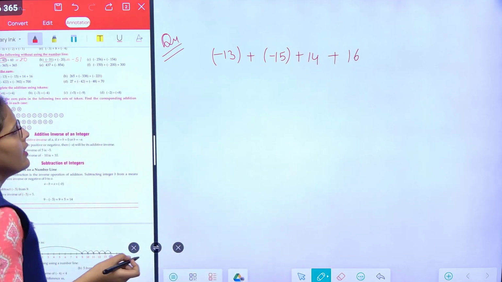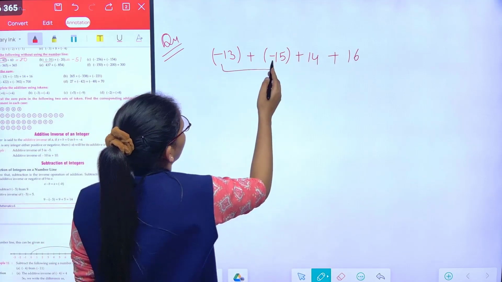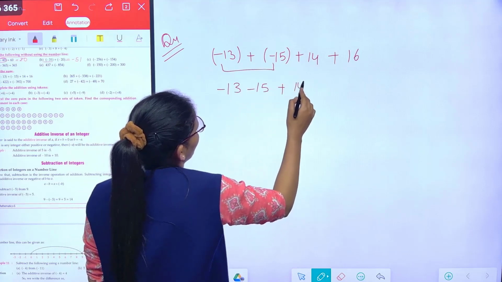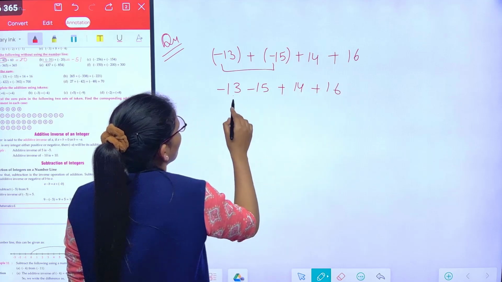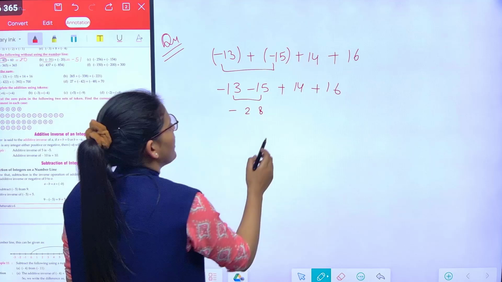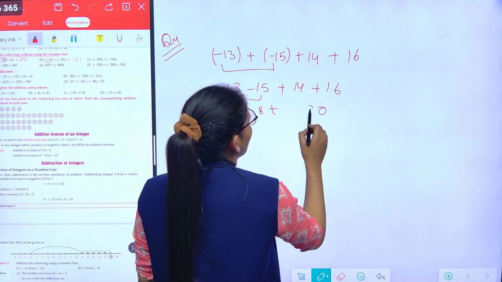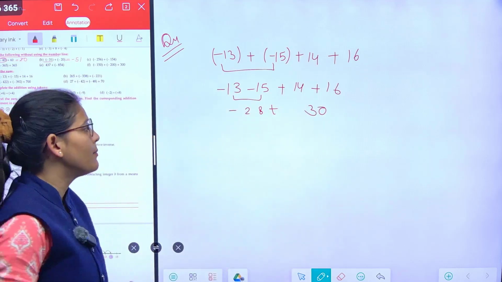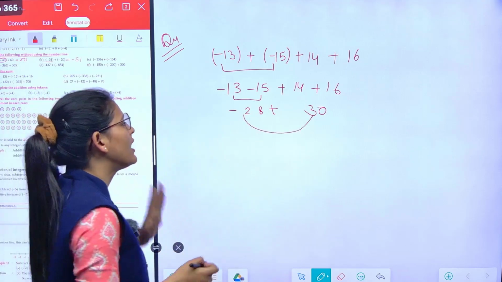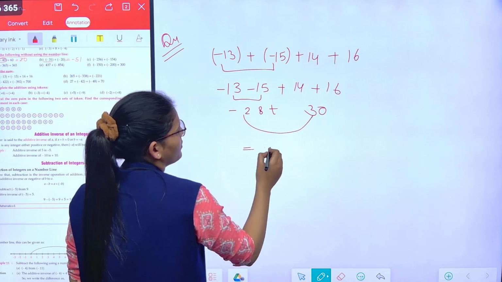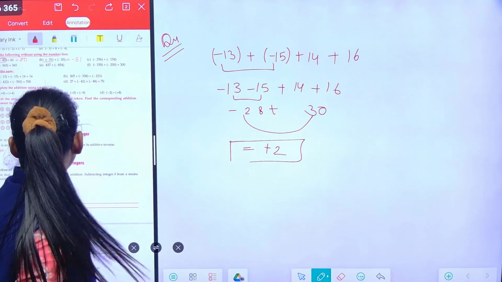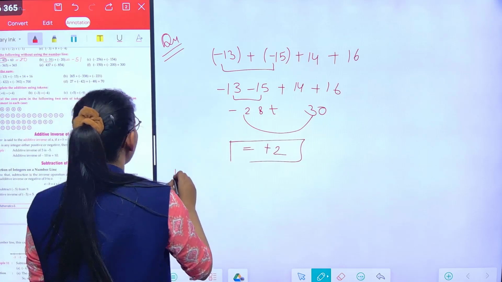You can see here. Now class, we first do the common sign. Now minus 13 minus 15 plus 14 plus 60. Now class, it will become minus 28. Understand? Now class, 14 plus 16 plus 30. Now class, 30 plus 30 minus 28 is equal to plus 2. Understand class? Now class, see the B part.